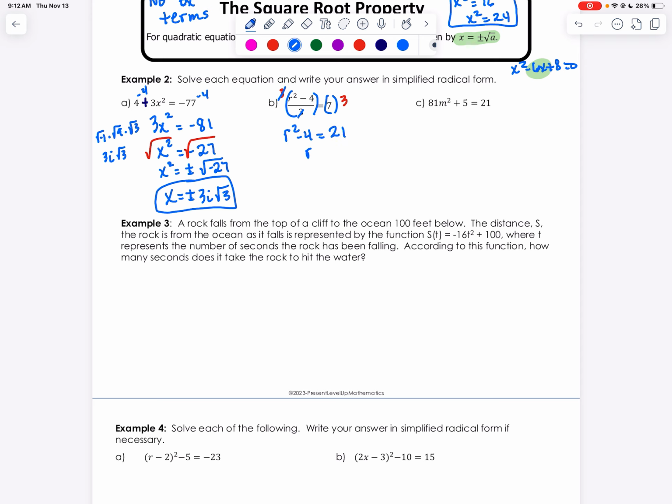Add 4 to both sides, so r squared equals 25. And then take the square root of both sides. So r equals plus or minus 5.